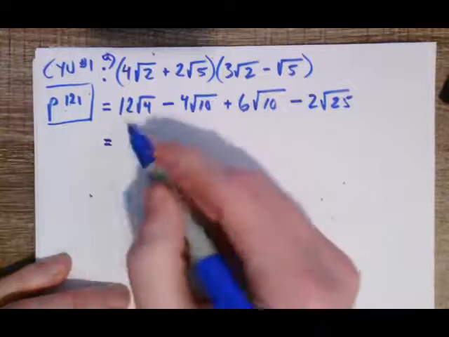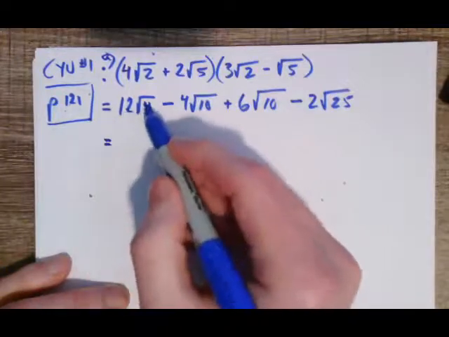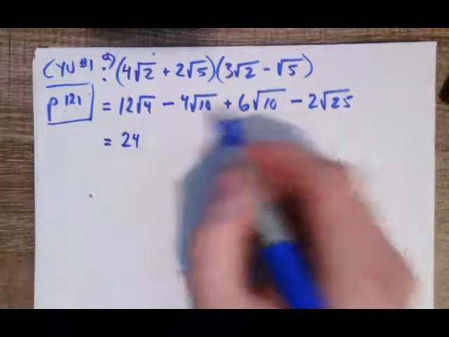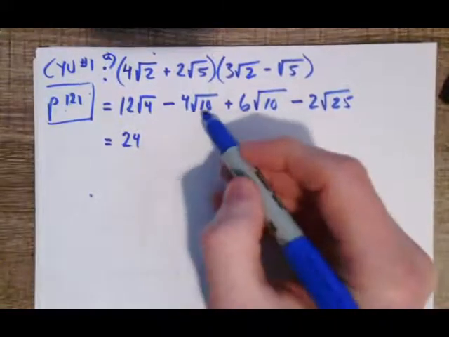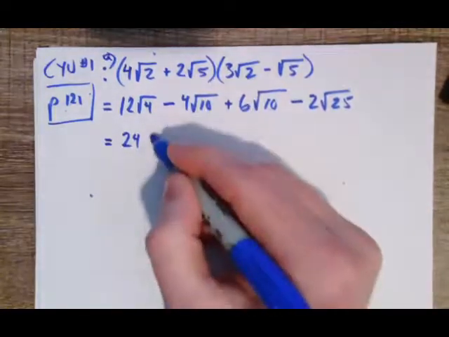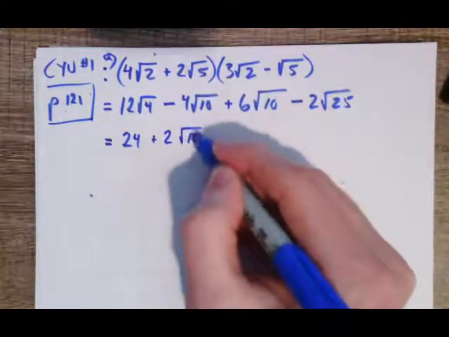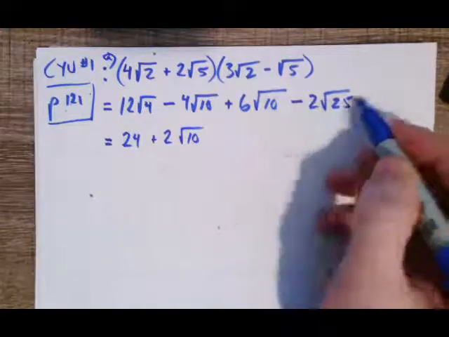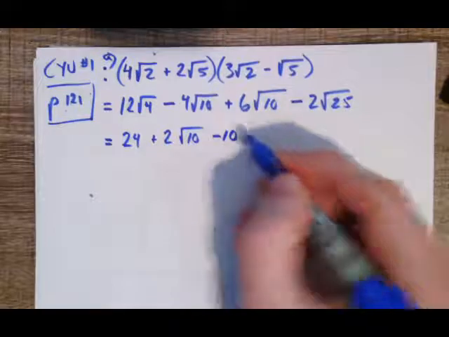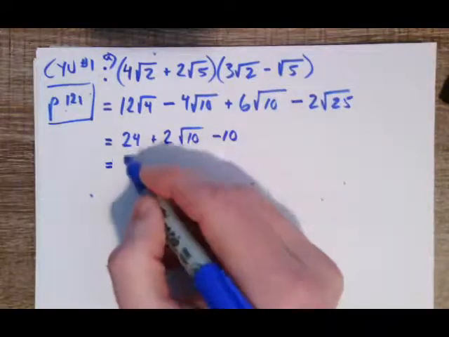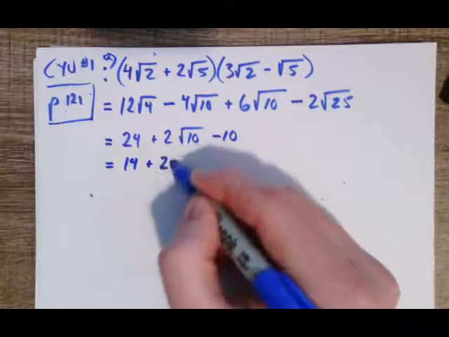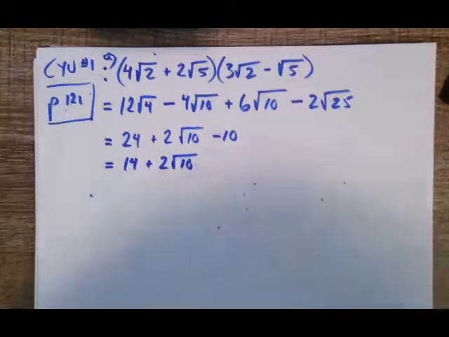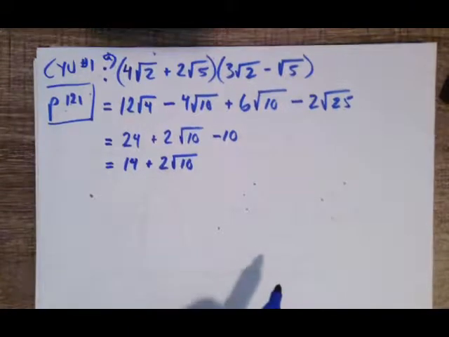Anyways, simplify. 12, the root of 4 is 2. 12 times 2, 24. These are both root 10. We have negative 4 and positive 6, so it's going to be plus 2 root 10. And at the end here, the root of 25 is 5. Negative 2 times 5, negative 10. One more step. 24 minus 10 is 14, plus 2 root 10. You dig?